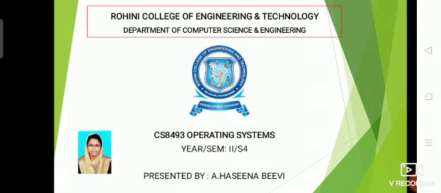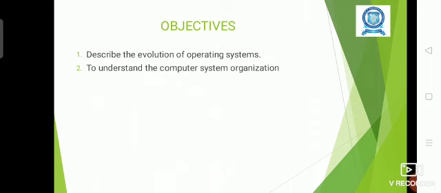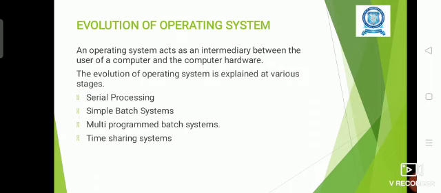I am presenting this video for the subject operating systems, and we are going to see the topic evolution of operating system and computer system organization from the first unit. In the video we are going to see the first topic, evolution. Evolution means we will study about the various computing system configurations that were used in the history of computer systems and how the operating system was introduced.